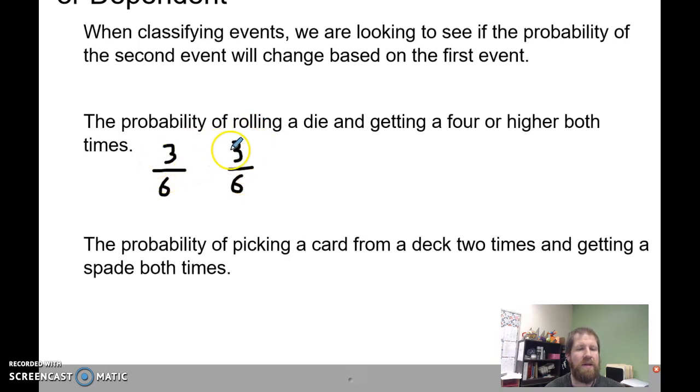They don't necessarily have to be the same. I could be looking at rolling a die and getting a 4 or higher the first time and then exactly a 6 the second time. My probabilities would be different, but the probability of getting a 6 doesn't depend on what I roll that first time. So these would be independent. They don't affect each other.